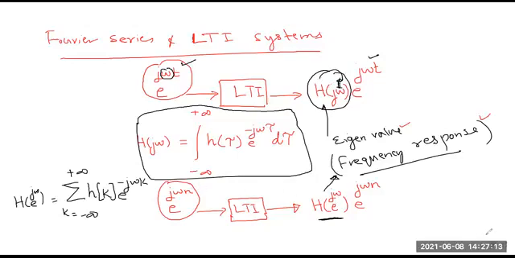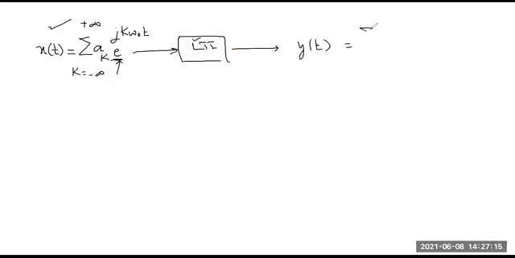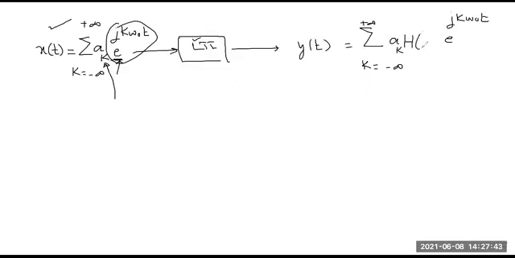In the same manner, what is going to be the output? The output will be the same linear combination. Again, we will take the summation from minus infinity to plus infinity. We will have the same signal, so there will be e to the power j k omega naught t, this one. But what will happen to a k? This a k will get multiplied with the eigenvalue of the system. So what is going to be the eigenvalue? The eigenvalue will be a function of k.